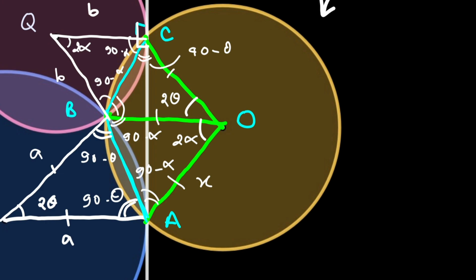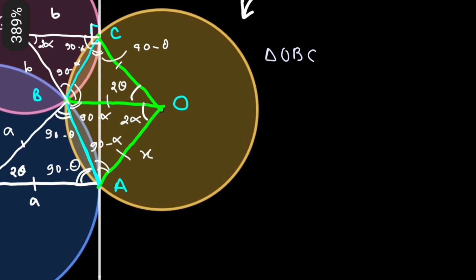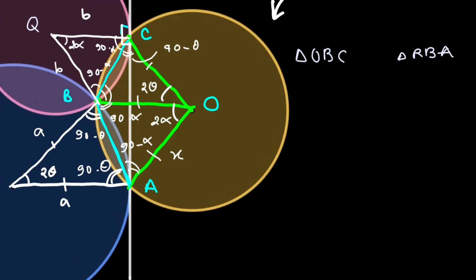So first of all, let us look for a similar pair of triangles. So I can see one of them, and that is the triangle OBC, and this one will make a pair with the triangle RBA. So now look carefully in the triangle OBC, that is this particular triangle. In this particular triangle, the value of angle O is 2 times theta, the angles B and C are equal, each of them having a value 90 minus theta.